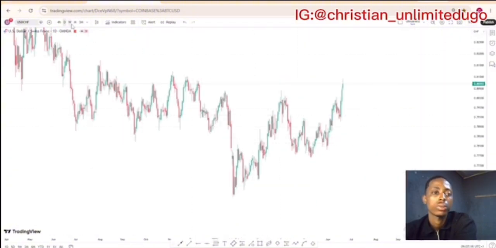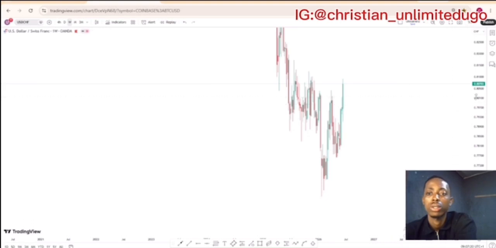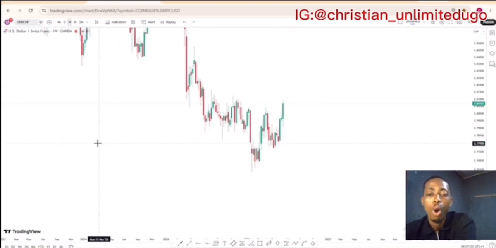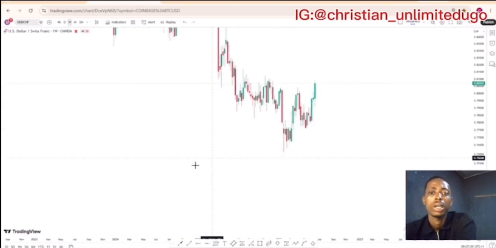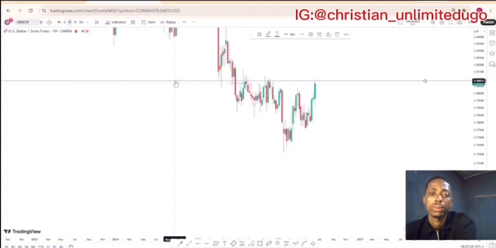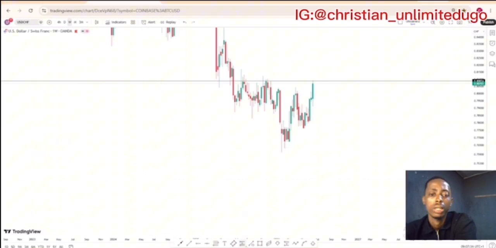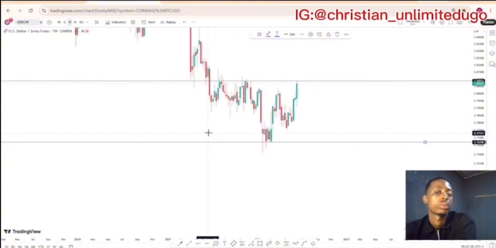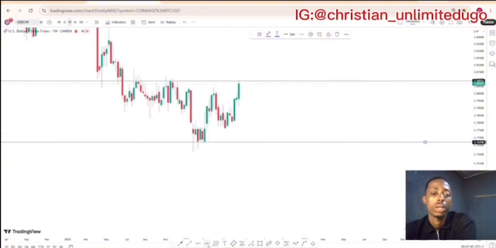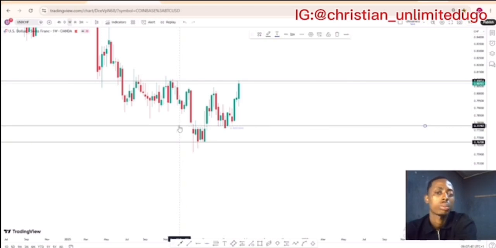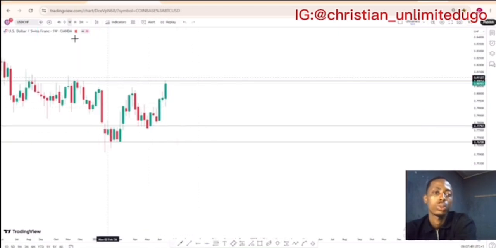USD CHF, go on the weekly time frame to know the trend of the market, what the market has been doing, or what the market wants to do. If you can look, this is a major high. Simple, with our horizontal bar, this is a major high. And if you guys can look, this is a major low. And this is still another low below this bar. This is a major low. This is a major low too.